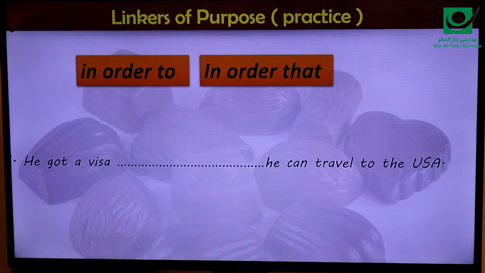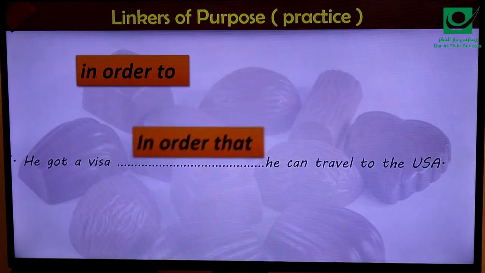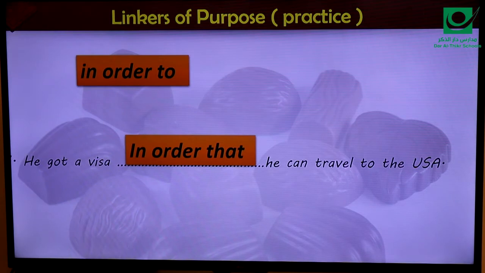We have got the same. I didn't change the sentence, just to make it clear, just to get the difference between all these linkers. He got a visa, he can travel. Which one? You remember that one? To and that? Yes. So that, in order that, because it's followed by he can.